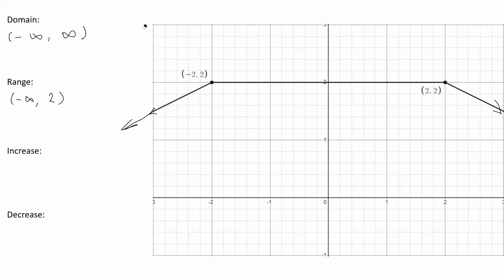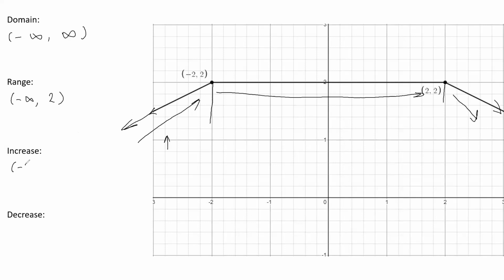All right. Now we're going to look at the interval of increase. And remember, we're just going to imagine we're walking on this line from left to right. So from left, we're going up right here until we hit this wall. Then we're being constant right here. And then after this wall, we're going down. So right here, this is where we're going up. This is our interval of increase.